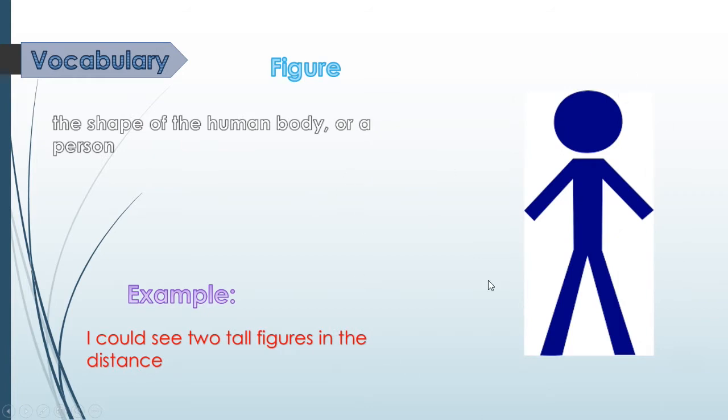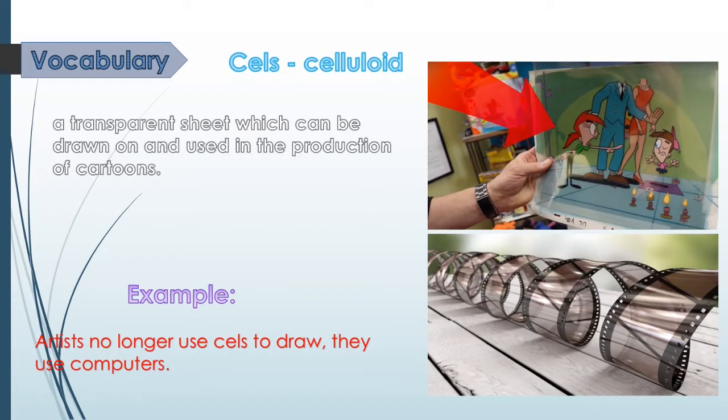A figure is the shape of a human body, or it could be anything, okay? It's just a figure. Here's an example. I could see two tall figures in the distance.